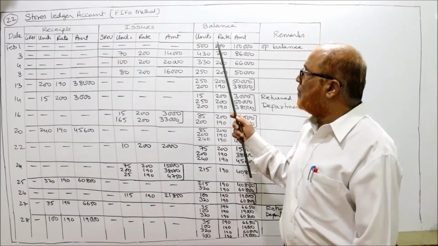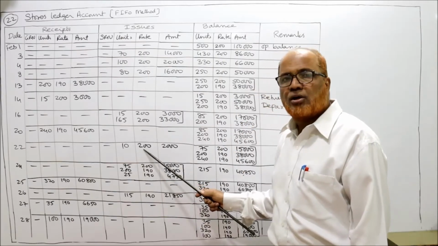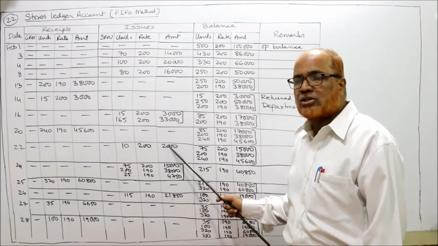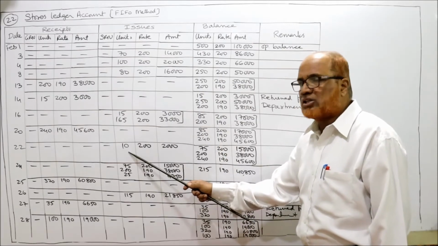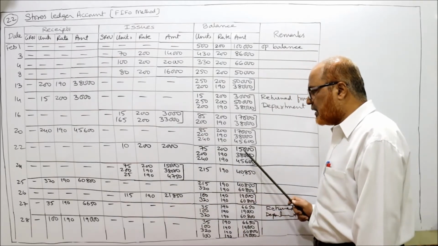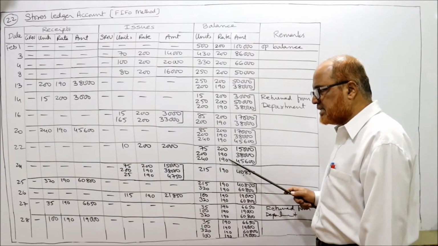What was the price of the opening stock? 200 rupees. So the shortage also I have taken at 200. So 10 into 200, 2,000 rupees is the value of the shortage. Now out of 85 tons, 10 tons shortage, so 75. 85 minus 10, 75 into 200, 15,000. Remaining 200 and 240 same as it is.